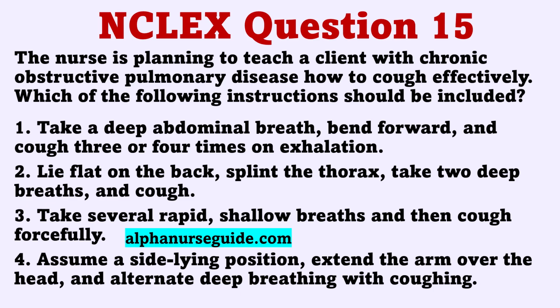The correct answer is 1. The goal of effective coughing is to conserve energy, facilitate removal of secretions, and minimize airway collapse. The client should assume a sitting position with feet on the floor if possible. The client should bend forward slightly and, using pursed lip breathing, exhale. After resuming an upright position, the client should use abdominal breathing to slowly and deeply inhale. After repeating this process 3 or 4 times, the client should take a deep abdominal breath, bend forward, and cough 3 or 4 times upon exhalation.